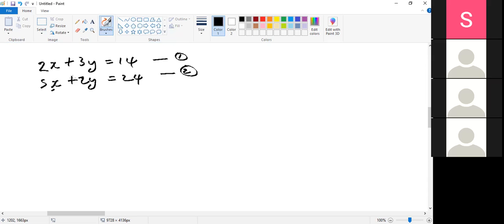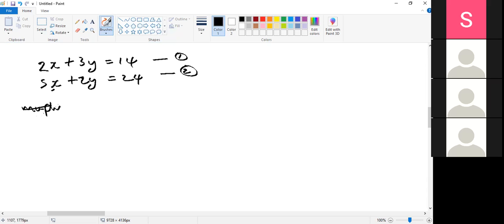So let me see how quickly I can do that. I'll eliminate y. Make sure you have your calculators ready to multiply these things, the 14 and the 24. So I'm going to multiply equation 1 by 2.